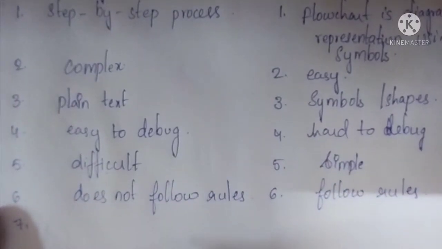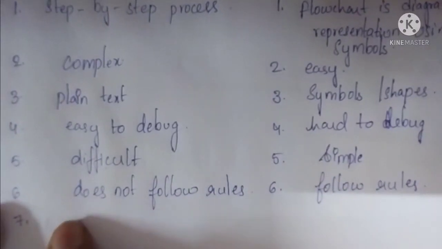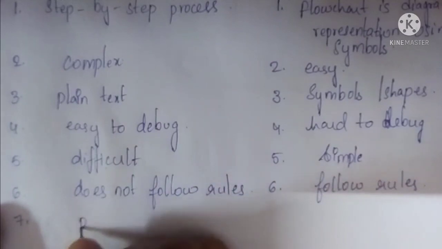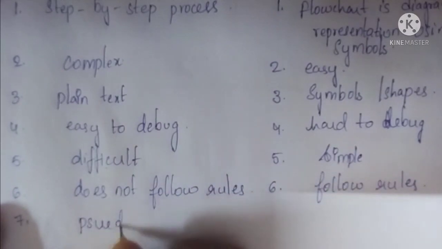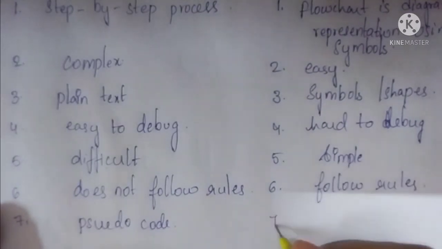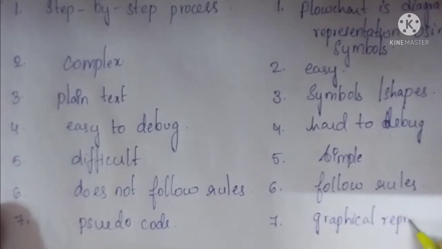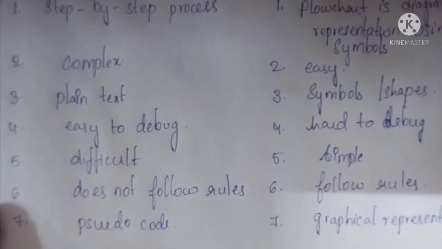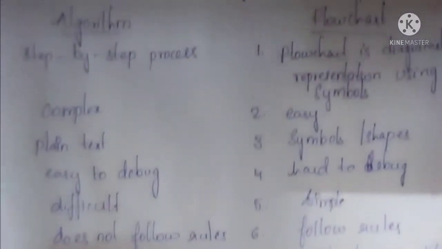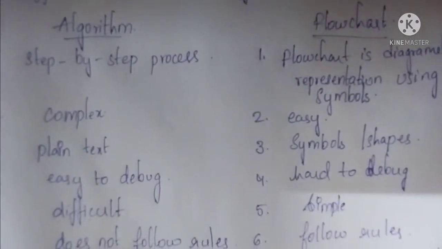Coming to the last one, in an algorithm we follow pseudo code. In a flowchart, we follow graphical representation. So these are the differences between an algorithm and flowchart.